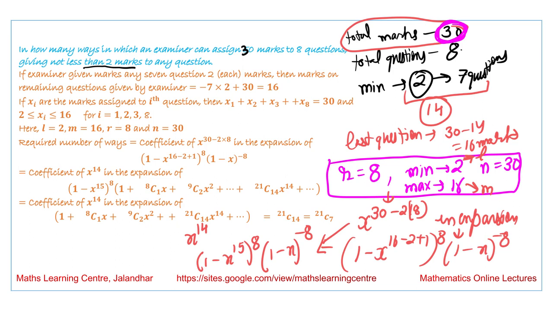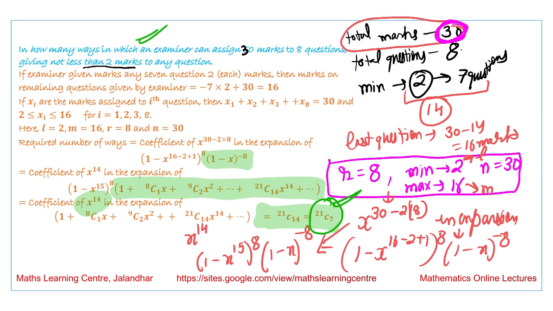Now by using the binomial theorem, the value of (1 minus x) raised to the power minus 8 will be given by this expansion, and the coefficient of x raised to the power 14 from this value is 21C7. So there are a total of 21C7 ways of doing this distribution.